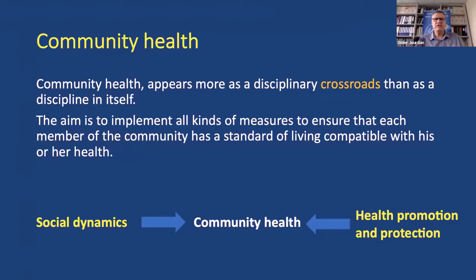So community health is clearly at a crossroad on social dynamics on the one hand, and health promotion and protection interventions on the other hand. Social dynamics, because health is part of the well-being of the people, health promotion and protection, because social determinants at a local level are critical determinants of health. So community health is the meeting point of social and health promotion and protection dynamics.